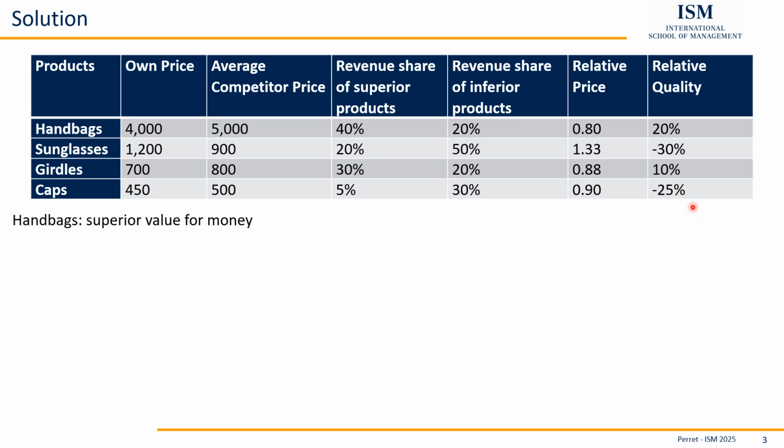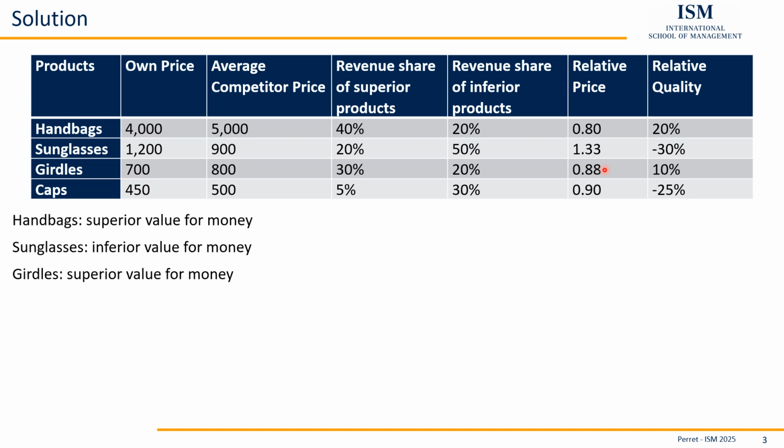Because if we consider handbags, here we have a relatively cheap price as compared to the competitors and provide much better quality than the competitors. So in this situation, we have superior value for money, which we offer. With the sunglasses, it's more or less the exact opposite. Our sunglasses cost significantly more than those from the competitors, and we have much more inferiorly rated products. So here, quality does not match the high prices.